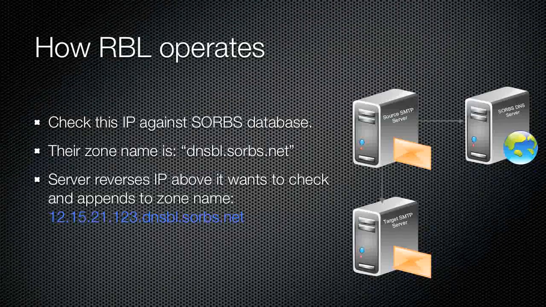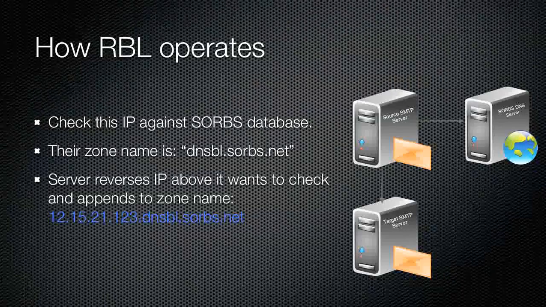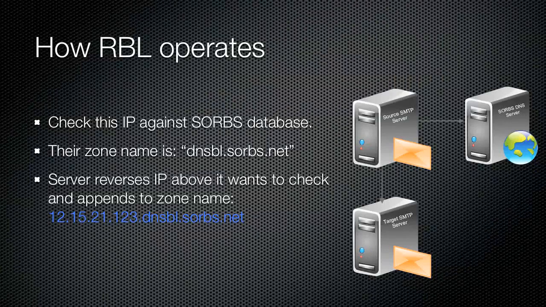Remember, it was 123.21.15.12. Now you reverse it, 12.15.21.123, and you append the zone name dnsbl.sorbs.net, and you send this request as a regular DNS request. Since it's a DNS request, it is sent to your local DNS. Your local DNS might know where dnsbl.sorbs.net is, but it will not know where 12.15.21.123.dnsbl.sorbs.net is, because it's a compound name.